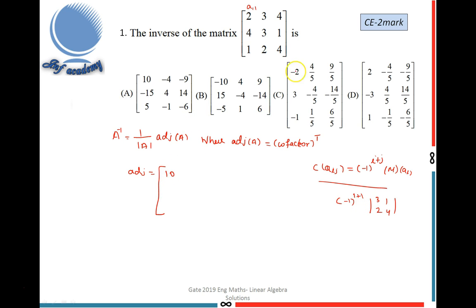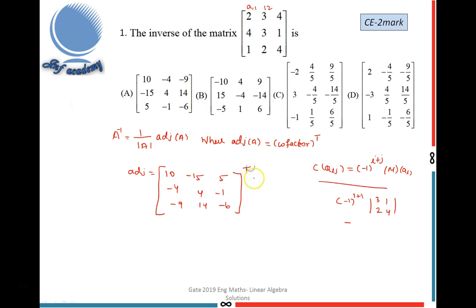Similarly we can get all the cofactor values of the elements. Next I find the element 3. This is in the place 1, 2. So here I got minus. Next deleting first row and second column we get 4, 1, 1, 4. 4 fours are 16, 16 minus 1, 15. Minus 15. Similarly, I find all the cofactor values: 5, minus 4, 4, minus 1, minus 9, 14, minus 6. This is the cofactor matrix.